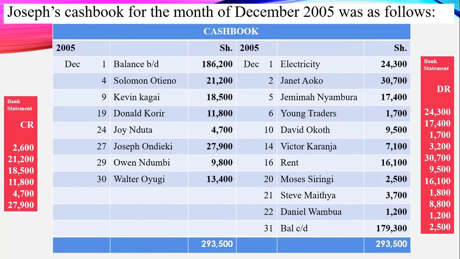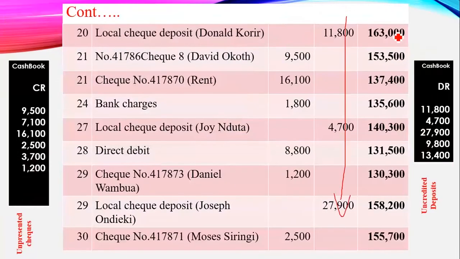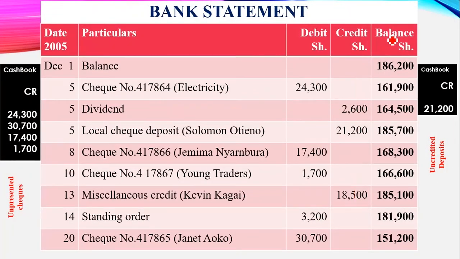That means those checks are going to appear on the credit side of the cash book, but they will not be there on the debit side of the bank statement. So we are going to compare the credit side of the cash book with the debit side of the bank statement. So I'm going to carry these figures here. So if there is a figure that is here and it is missing here, it is an unpresented check.